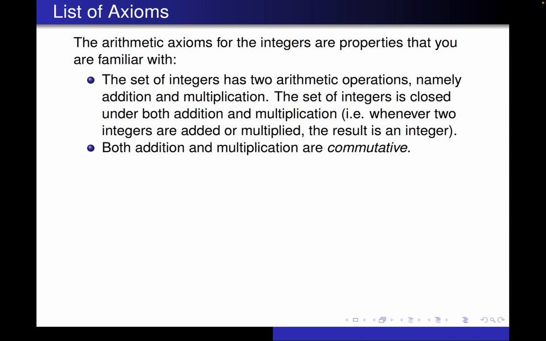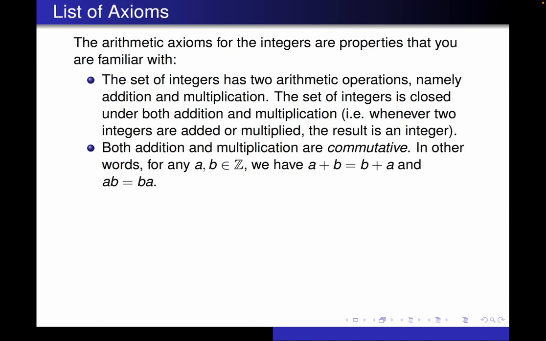Addition and multiplication both have the nice property of commutativity. They're both commutative, which means that if we take any two integers and add them together in either order, a plus b or b plus a, we get the same result. Same thing with multiplication. A times b is equal to b times a.